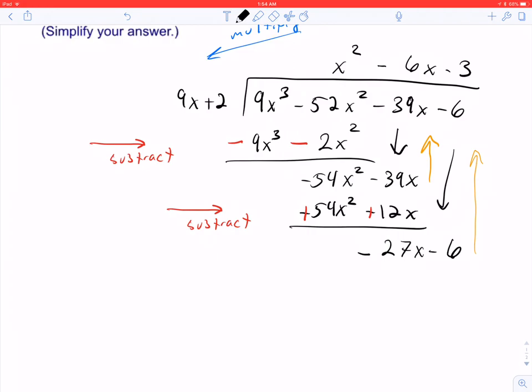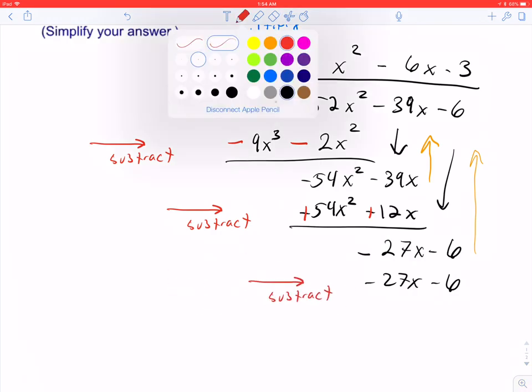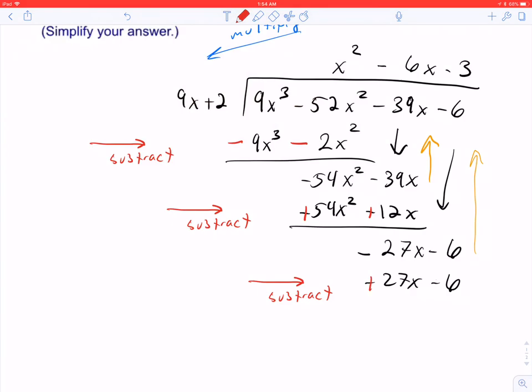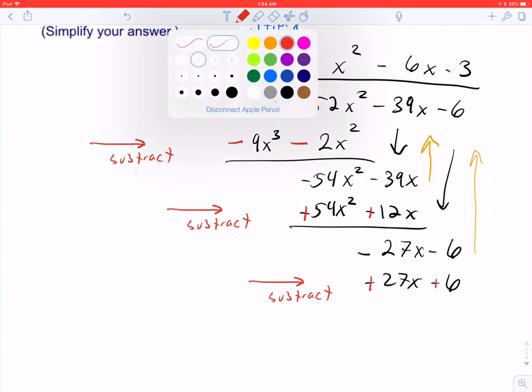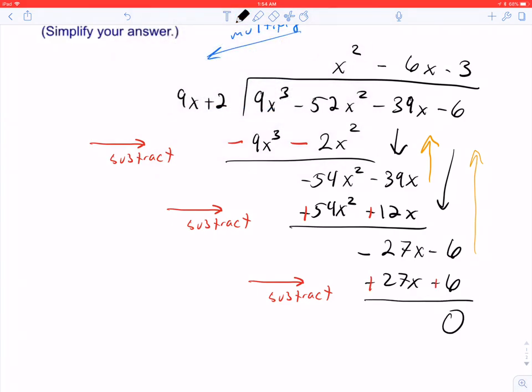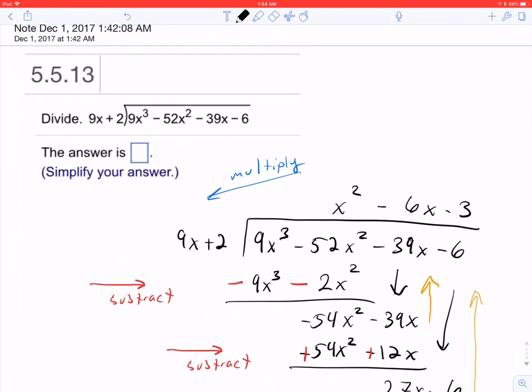Negative 3, now we follow the blue path. Negative 3 times 9 is negative 27x. Negative 3 times 2 is negative 6. Then we subtract again on this line, so we distribute our negative. This becomes positive and this becomes positive, and we get a remainder of 0. So this should be our result.